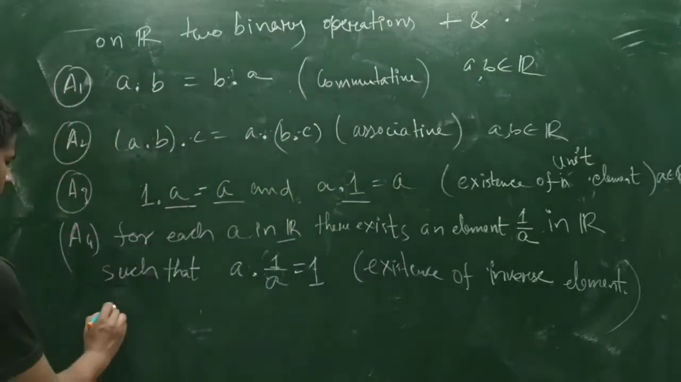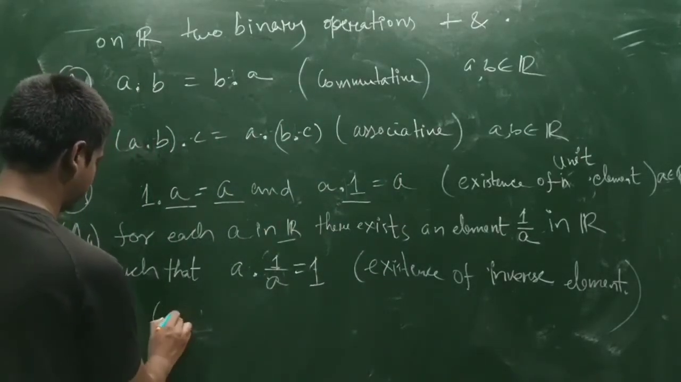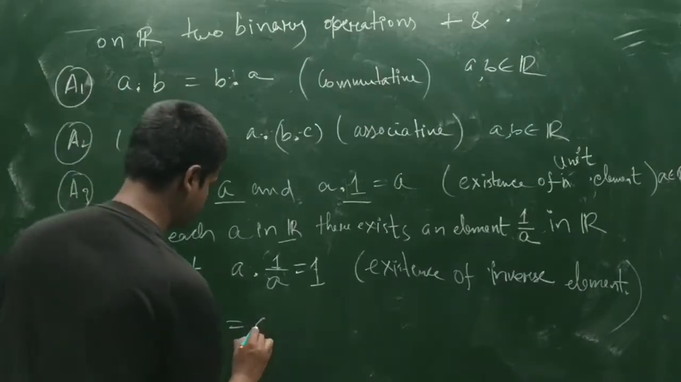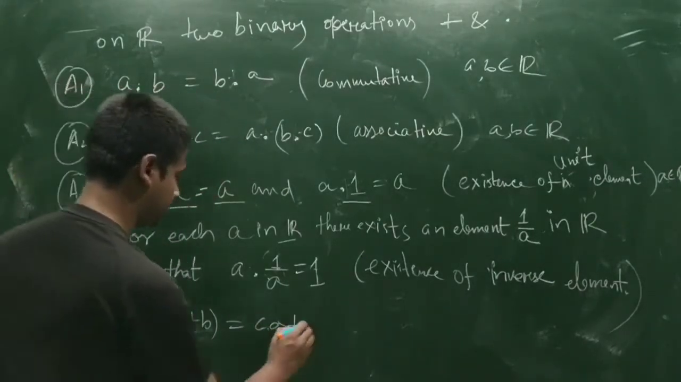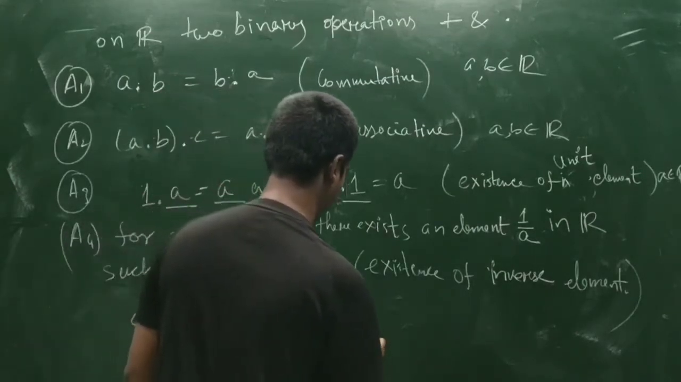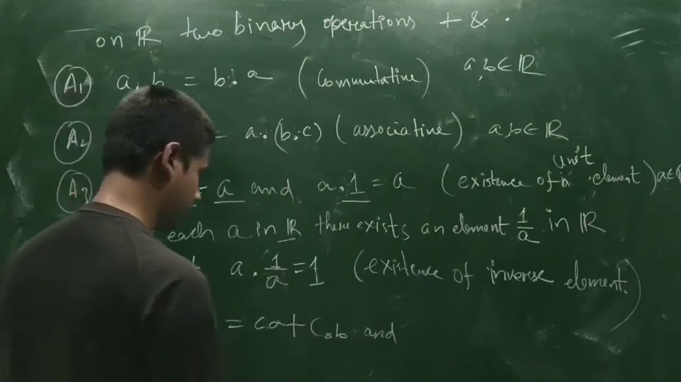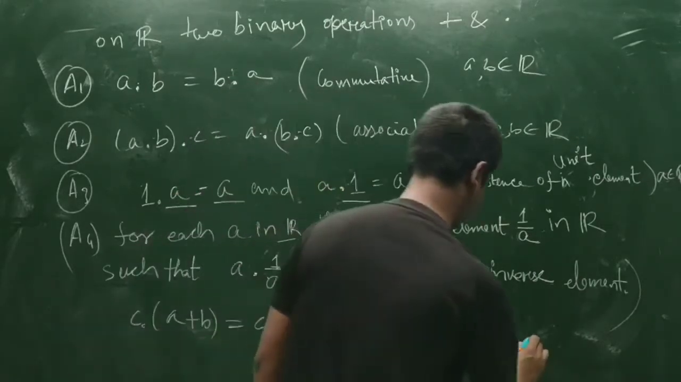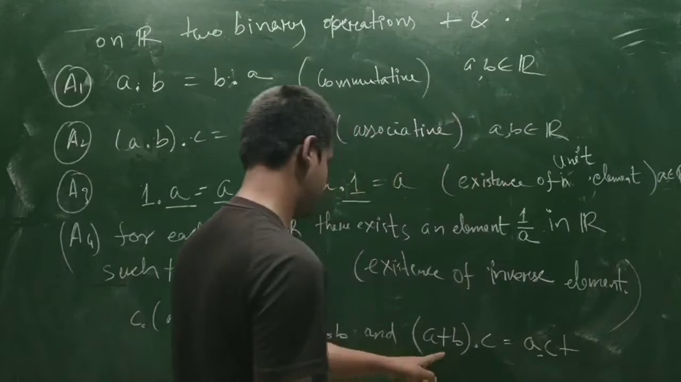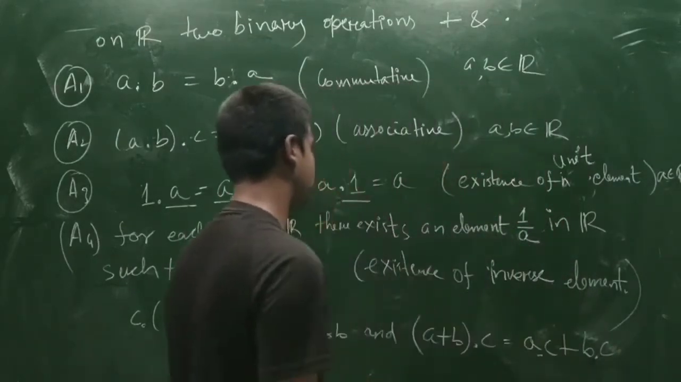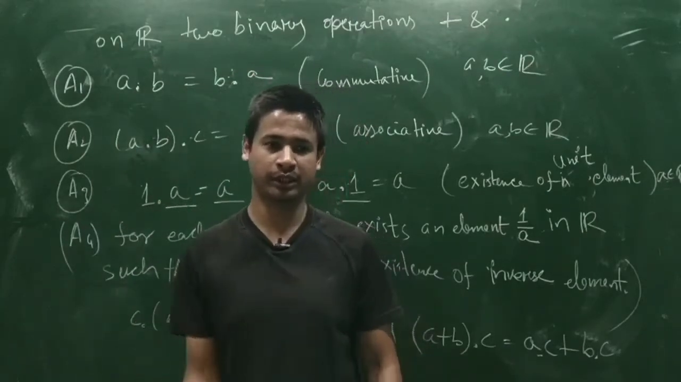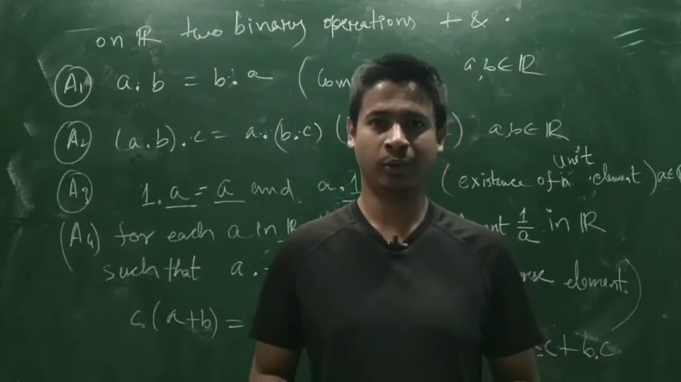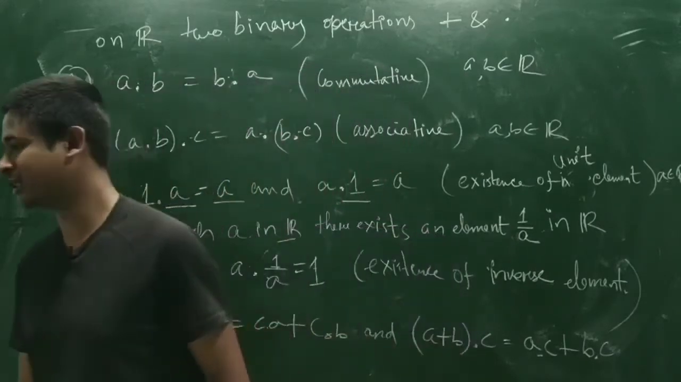And another one: c into (a plus b) is c dot a plus c dot b, and (a plus b) dot c equal to a dot c plus b dot c. This property is known as the distributive property with respect to addition and multiplication. These are the 9 properties of real numbers from which we can easily prove some interesting things. Let's see.